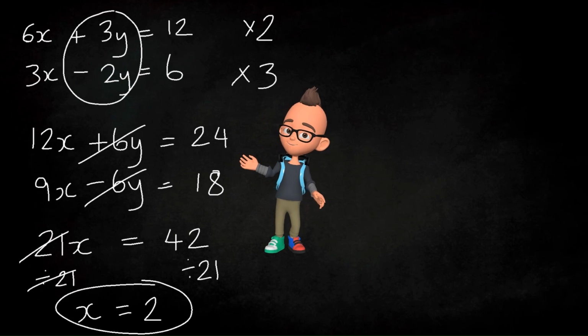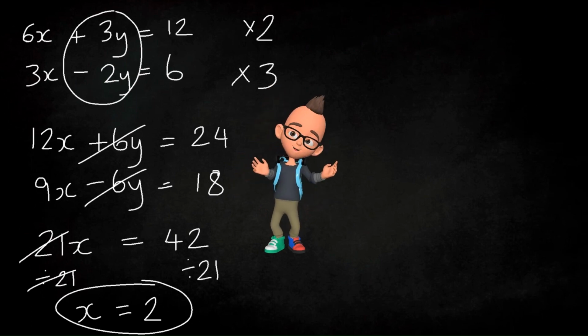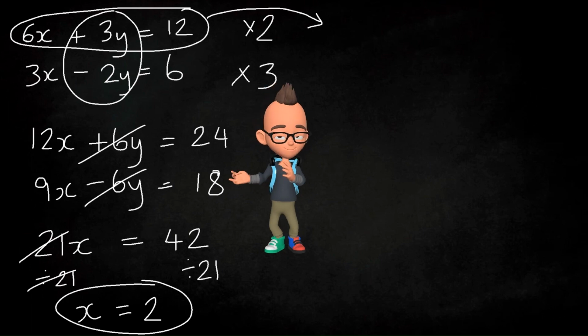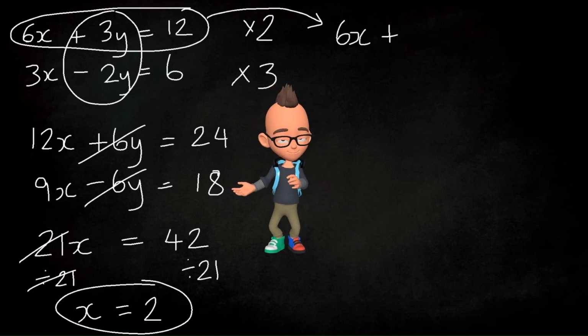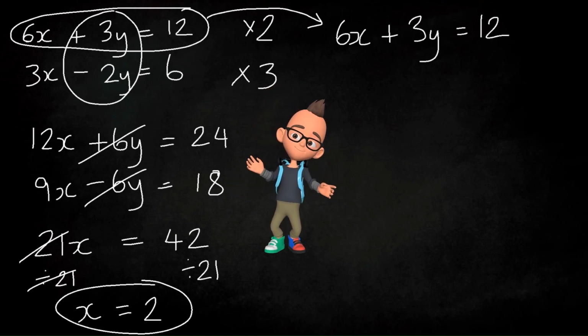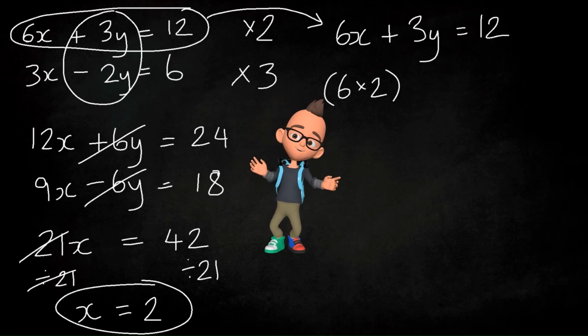Now I know the value of x. I want to find the value of y. I can find this by using the original equation of 6x plus 3y equals 12. So x equals 2. I get 6 times 2 plus 3y equals 12.